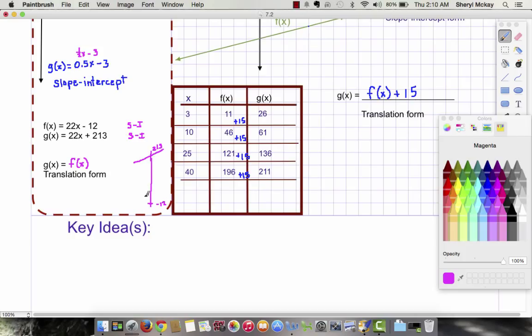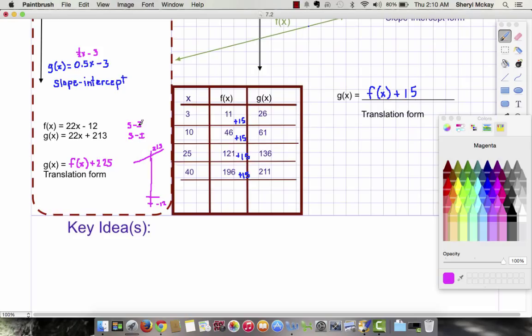Well, I went up to 0, which would be 12, and then I went an additional 213. So I actually went 12 plus 213, and that would have given me 225. So g of x is f of x plus 225. That's the translation form. F of x plus 225, because I basically had to figure out how did I get from -12 to 213. I had to add 225.